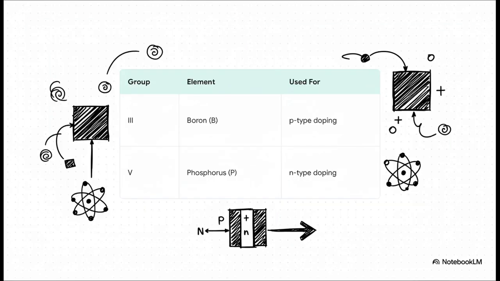And what's really cool is that this isn't just some abstract theory. I mean, look at this table. We use very specific real elements from the periodic table to get this done. For example, to make N-type material, we might use phosphorus from group 5. It has extra electrons to donate. And for P-type, we'll grab something like boron from group 3, because that's what creates those electron holes.